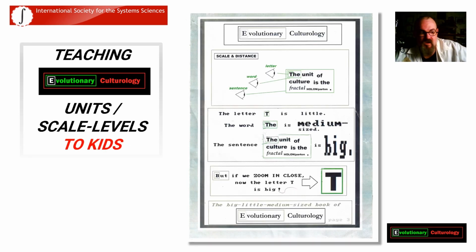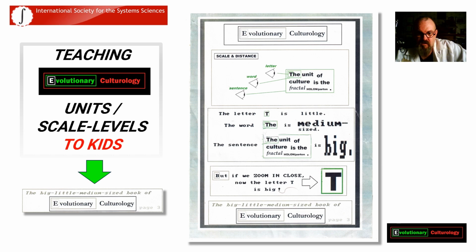Next. Oh yeah, here's a page ripped out of the big little medium-sized book of EVCult. This is how we teach EVCult to kids. There's a book, and you know how they like flip books or pop out books. You can fold out a letter or a word or a sentence and see how the units on the scale levels obey the 3 laws. So it's a little sort of 3D coming at you kind of thing. So yeah, that's zooming in and out to see the scale levels. So that's one way you can teach it to kids. Bit of fun if they like fold out books. Not quite a pop-up book, it's more a fold out book. You can fold out the units on the different scale levels, all the little fractal holon partons. Bit of fun, good teaching aid. Next.